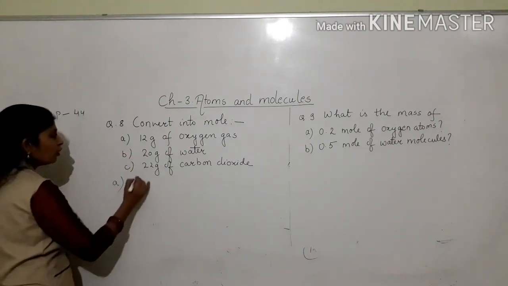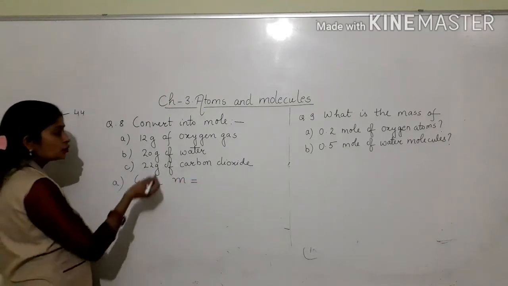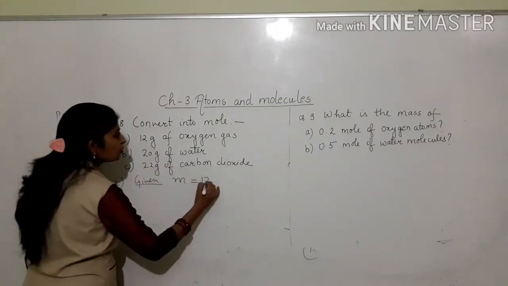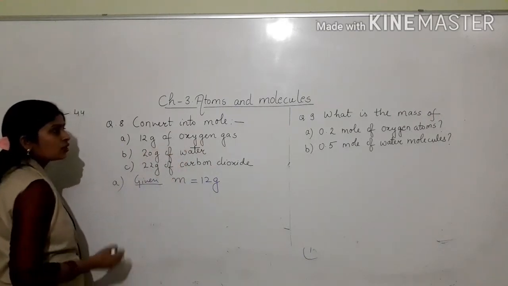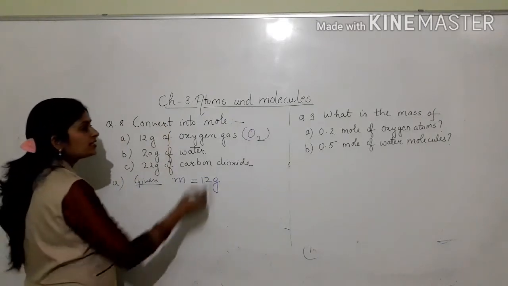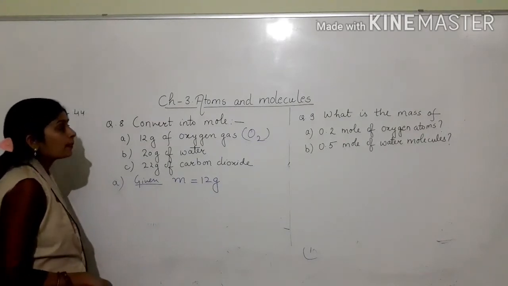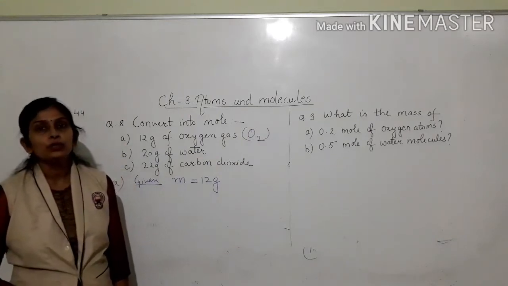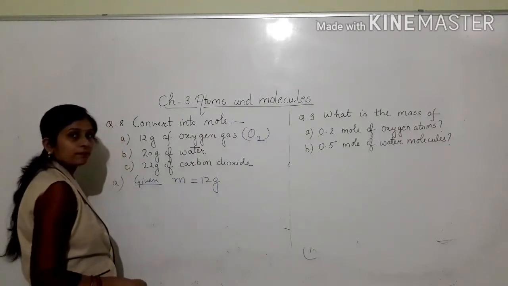Now first of all, what is given? Small m, mass is given. So here given mass is 12 gram of oxygen gas. Oxygen gas means oxygen molecule O2. What is the molar mass of oxygen gas or O2? See, oxygen gas or O2 is a molecule. So first of all, we will calculate its molecular mass.